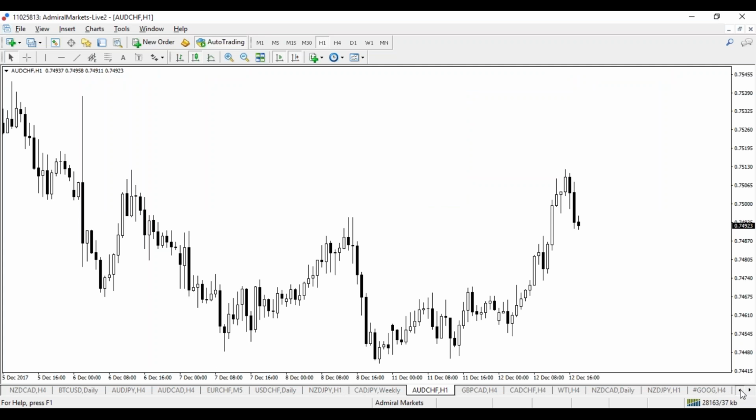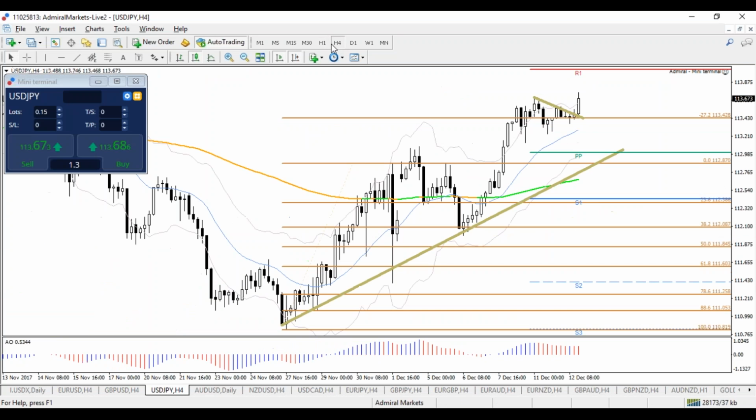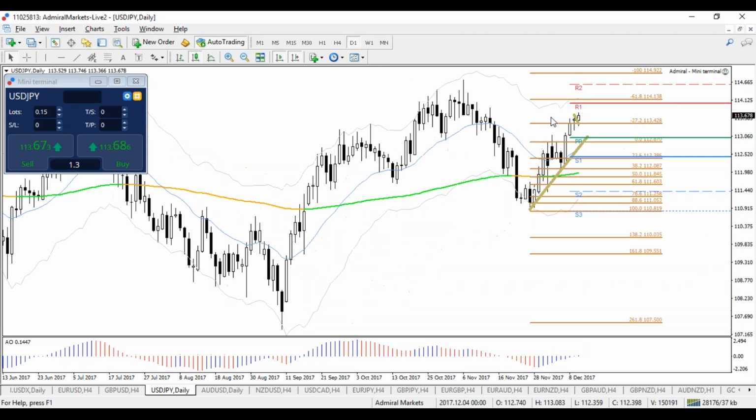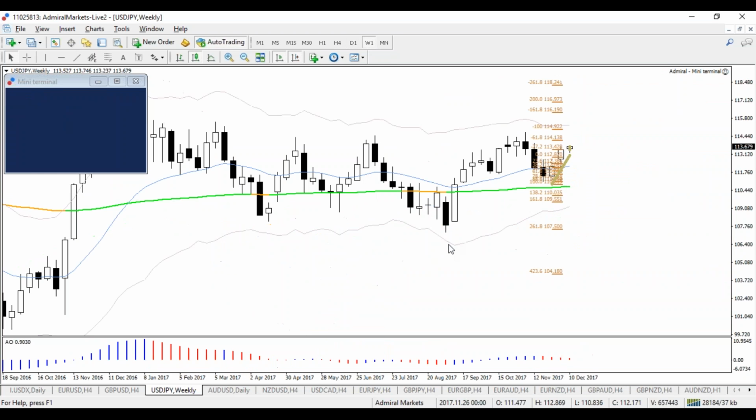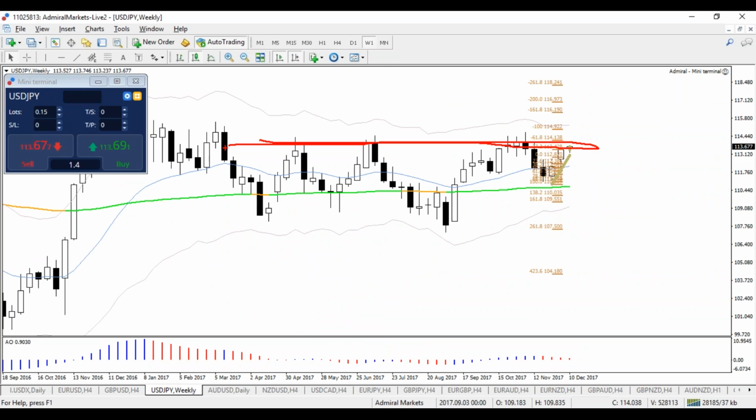My dollar yen target is aimed at 114 and 115. 114 basically because of this resistance. I think it is probably the most logical resistance target really. 114. 115 would be if there's a small breakout.